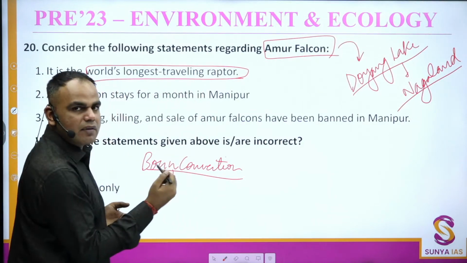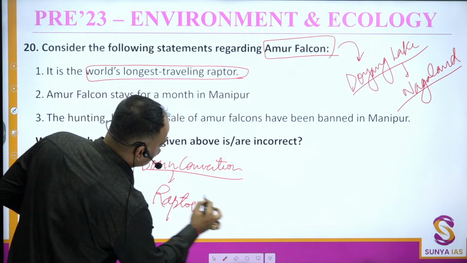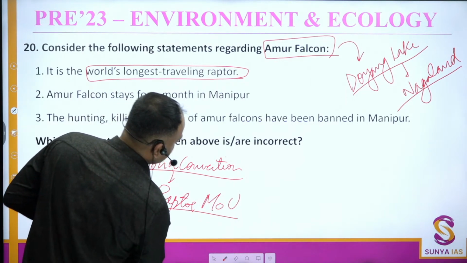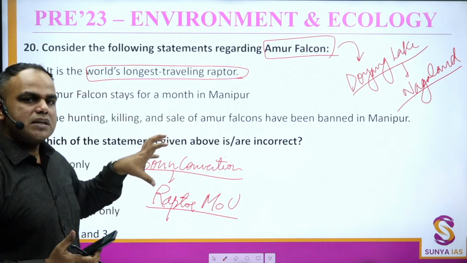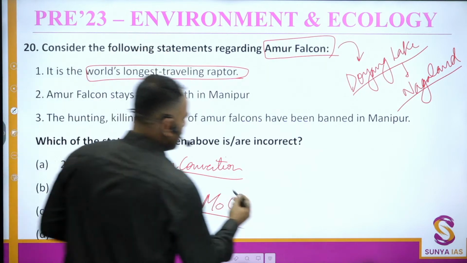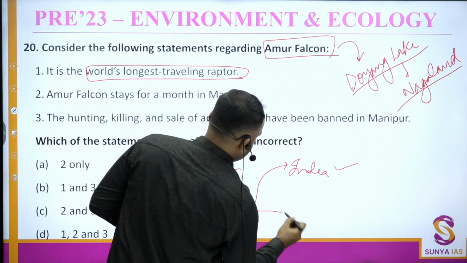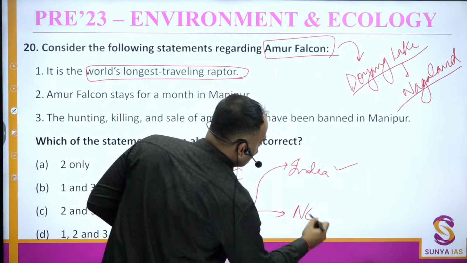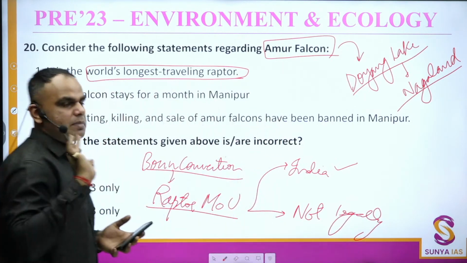Why did I tell you Bonn Convention? In the Bonn Convention, there is a raptor MOU. MOU means Memorandum of Understanding, in which we want to conserve these raptor species like Amur falcons, etc. So India is a part of this raptor MOU. And second thing, this is not legally binding.